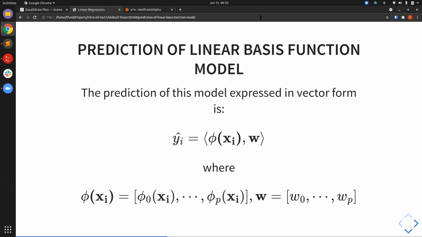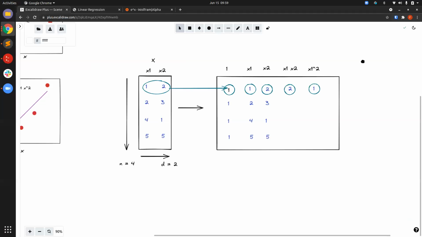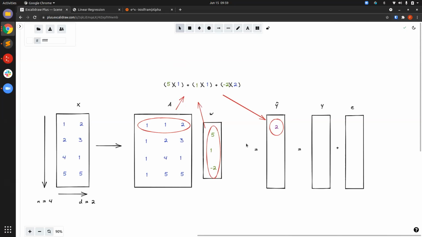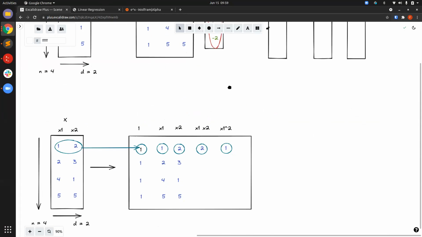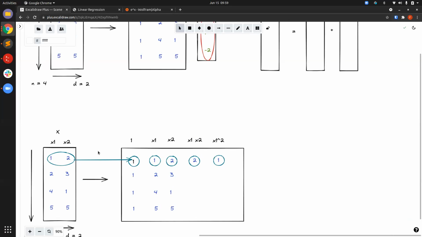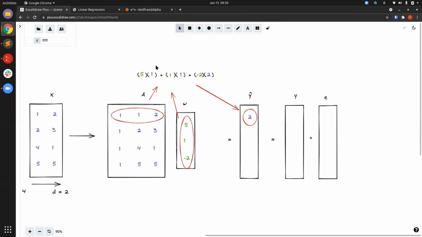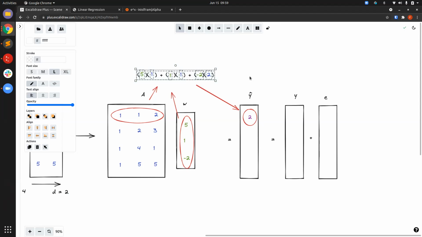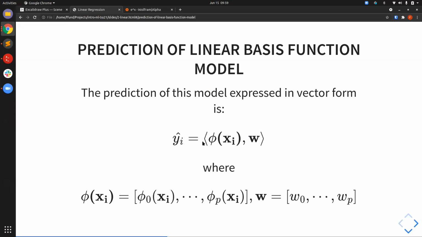Well, just as before, we're going to do a little bit of multiplication to find the prediction of the model, where we're going to have a weight vector, just as before, with as many weights as there are columns in this new design matrix. We multiply it out to get the prediction for each row. This multiplying out is what we know as the dot product, so that's what this notation represents.